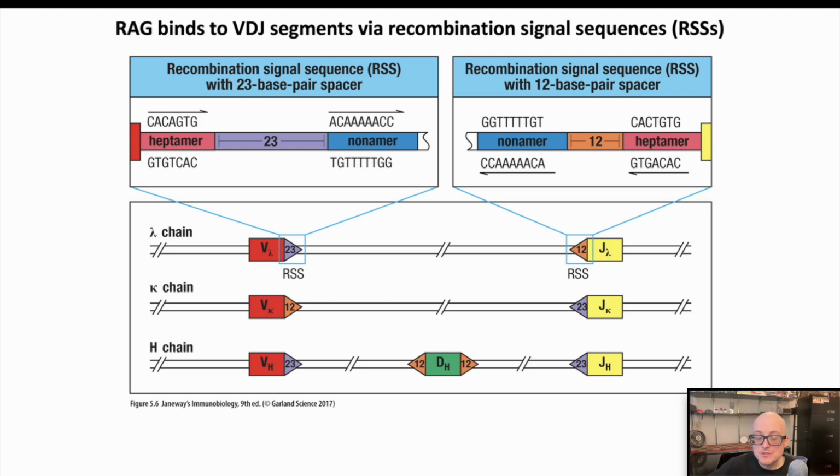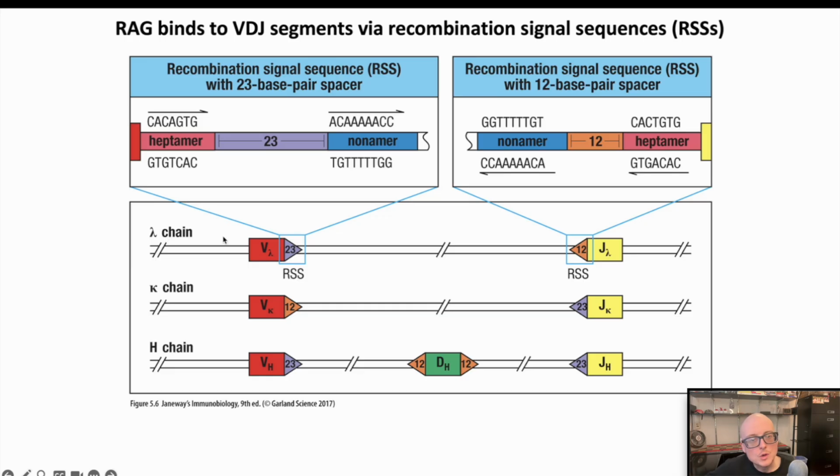A key piece of information to know is that for any V, D, or J segment to recombine, it needs to bind to the enzyme RAG. And how does RAG know where the V, D, and J segments are in the genome? How does it know where to bind and what to bring together with what? We also don't want random recombination of the incorrect segments to one another. So RAG relies on sequences in the DNA known as recombination signal sequences, or RSS. And as you can see here, all V, D, and J segments have at least one recombination signal sequence.